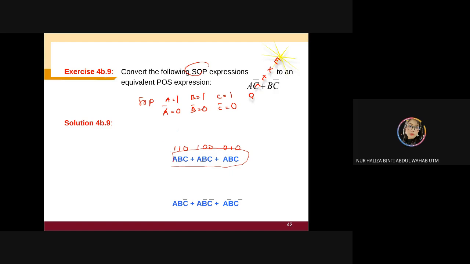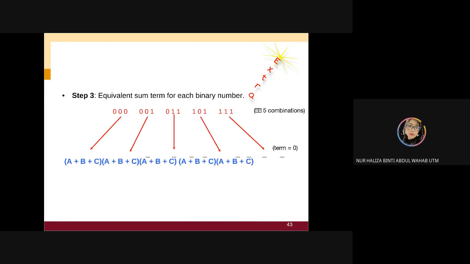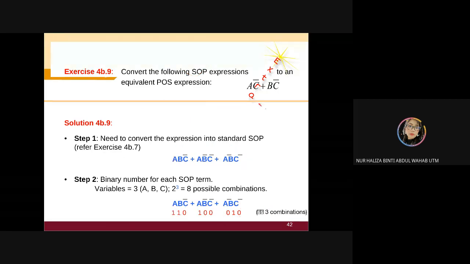And from here, you can draw your truth table. Only 3 combinations you have for your SOP. That's why later for your POS, you're going to have 5, because there are 5 outputs that are 0, and only 3 inputs give the output of 1. So let's take a look into the table. It's not showing here, let me try to draw.